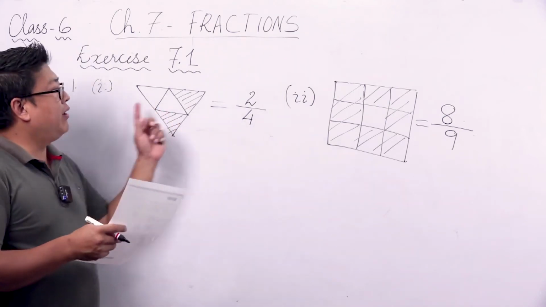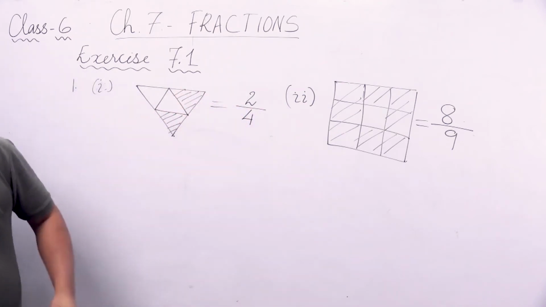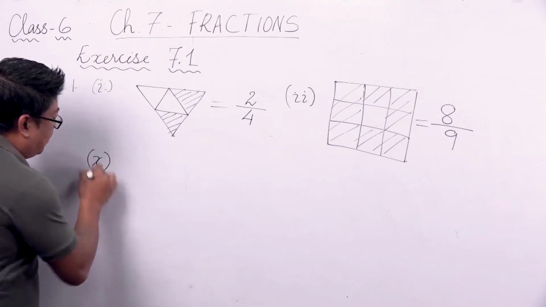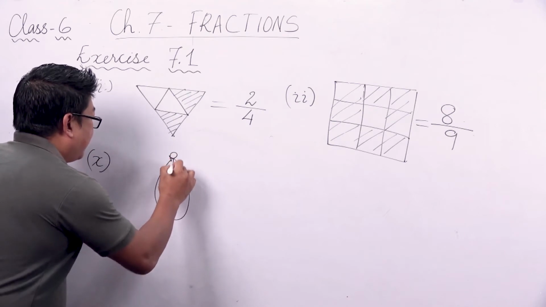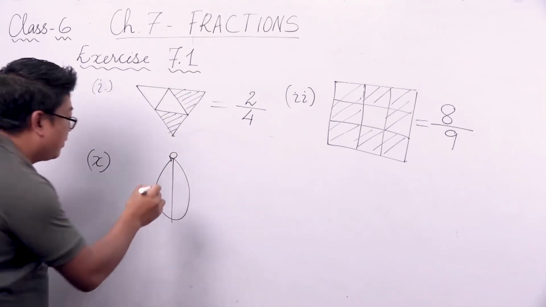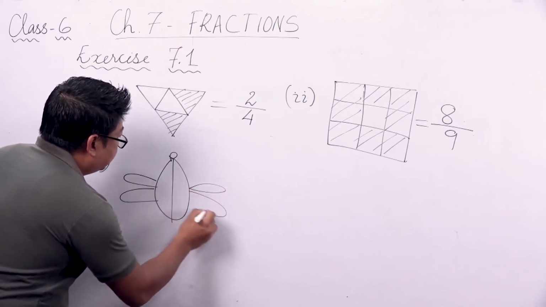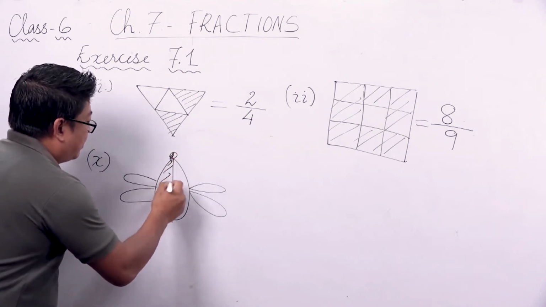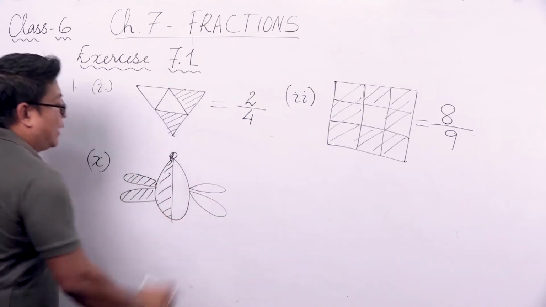I will be doing only these two. I hope you will practice the remaining, that is questions 3 to 10. Before I conclude, let's do one more, the last one, so that you will not be confused. A figure something like this is given, and this part is shaded. All these are shaded. This is unshaded.